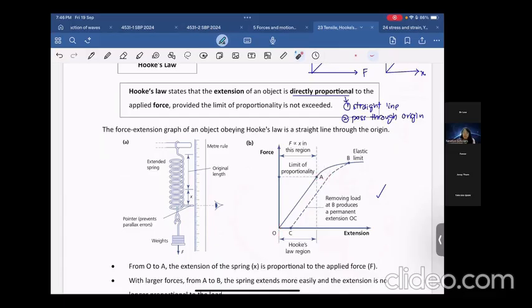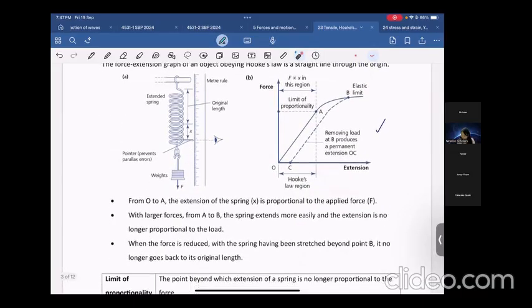Okay, for this region, O to A, this region is Hooke's law because it is a straight line passing through the origin. But if you go greater than this point, it will curve. A very small force is needed, but we make it extend a lot, okay? So in Year 10, we learn about limit of proportionality. But in SPM, we talk about elastic limit. In A level, actually, these two things are different things, okay? So we will learn in more detail.